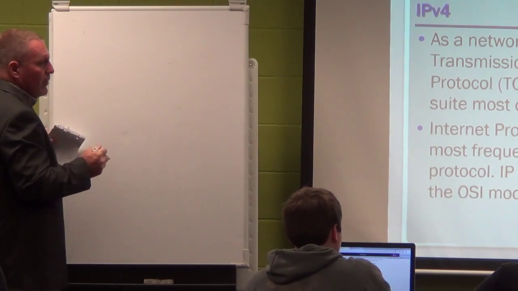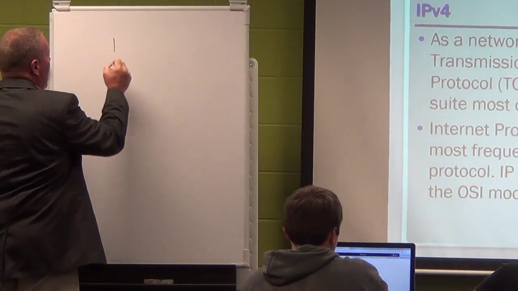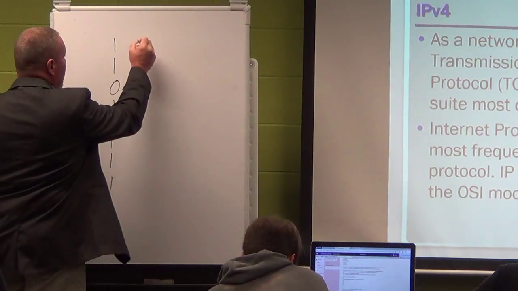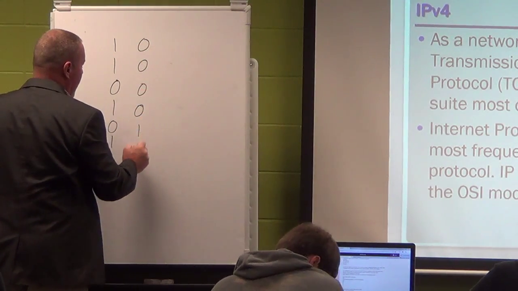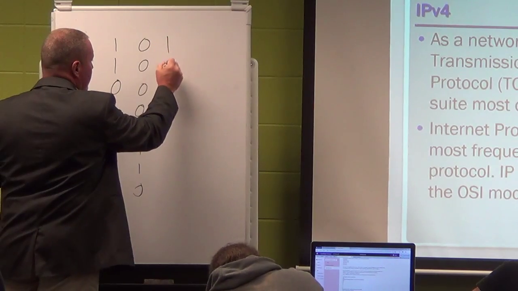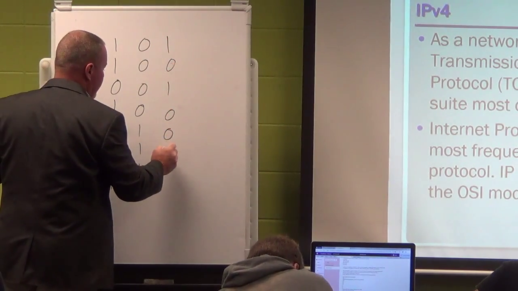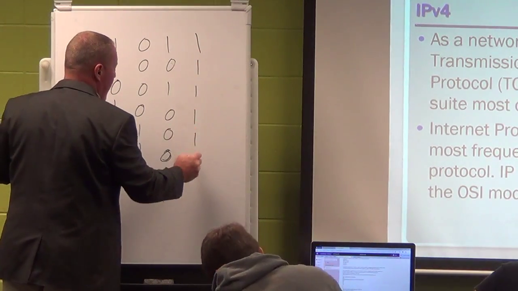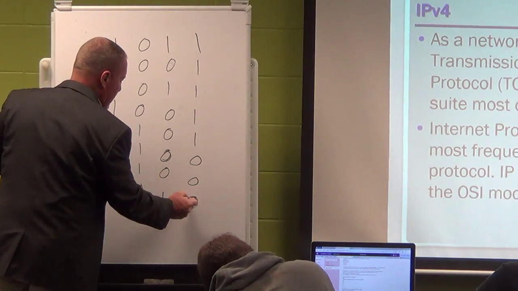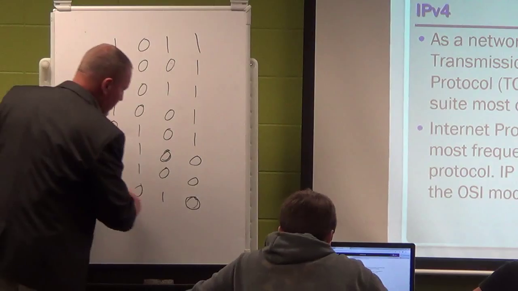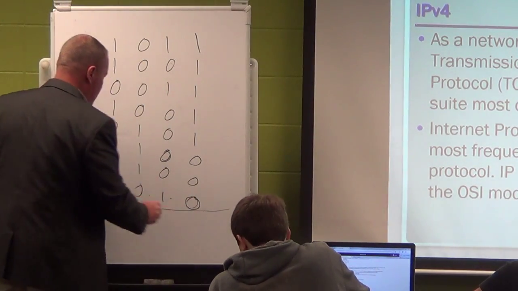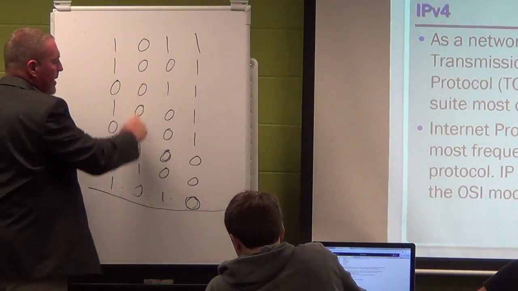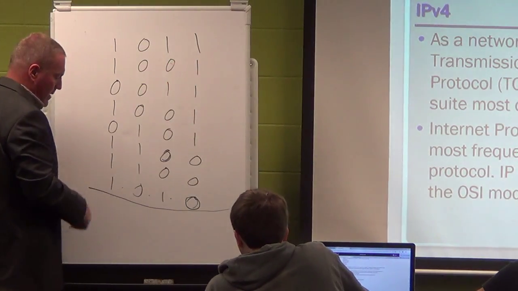Here's what I suggest that you do. Create 4 columns, each with 1, 2, 3, 4, 5, 6, 7, 8. I want the decimal equivalents. I'm going down here. Each one of these is an octet: first octet, second octet, third octet, fourth octet.